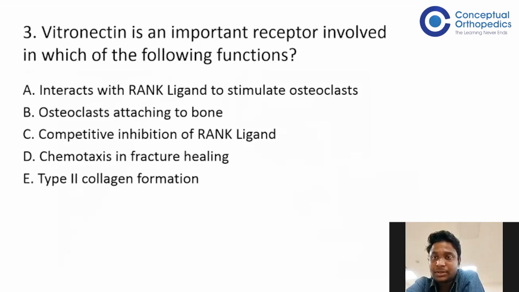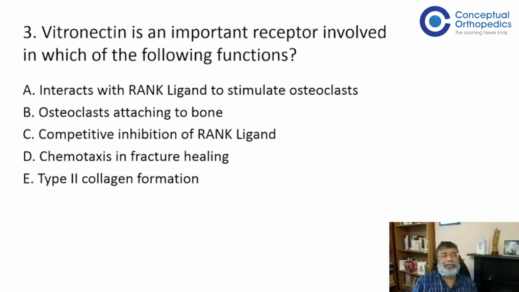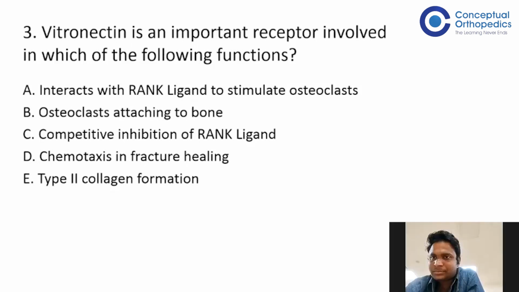Vitronectin is an important receptor involved in which of the following functions? Interacts with the RANK ligand to stimulate osteoclast. Osteoclast attaching to the bone. Competitive inhibition of RANK ligand. Chemotaxis in fracture healing. Type 2 collagen formation. Sir, I will rule out the first 3 options, and among D and E, I will go for option E, sir, type 2 collagen formation. So this is your complete guess, or you know something? Sir, the first three will not be there, sir. That I know. But I read about something, structurally I never heard this word. So I choose E, sir.